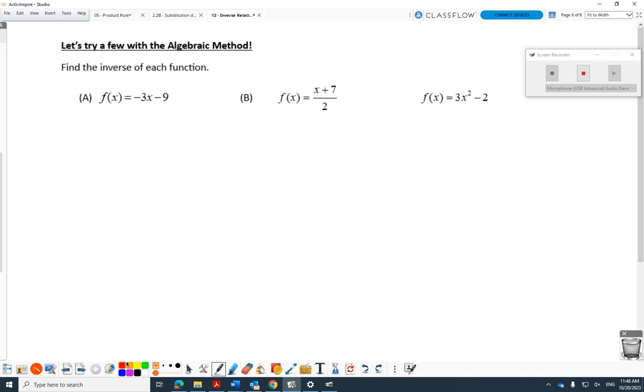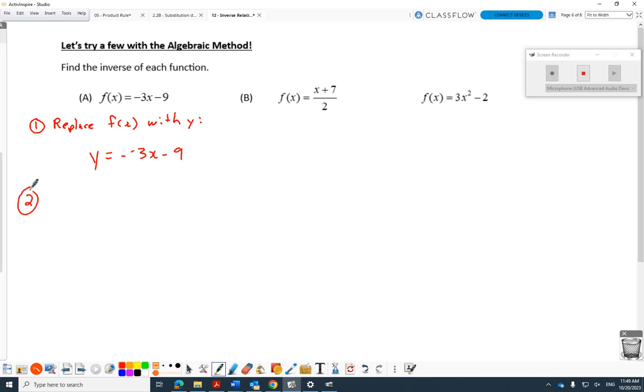Put y in there for f at x. That does nothing except make the algebra more manageable. That's all. It's just making our life easier. So step 1: replace f at x with y. You do not need to write that every time you do it. I'm doing it because I'm teaching. You'll just go like this. Okay, inverse, y equals negative 3x minus 9.